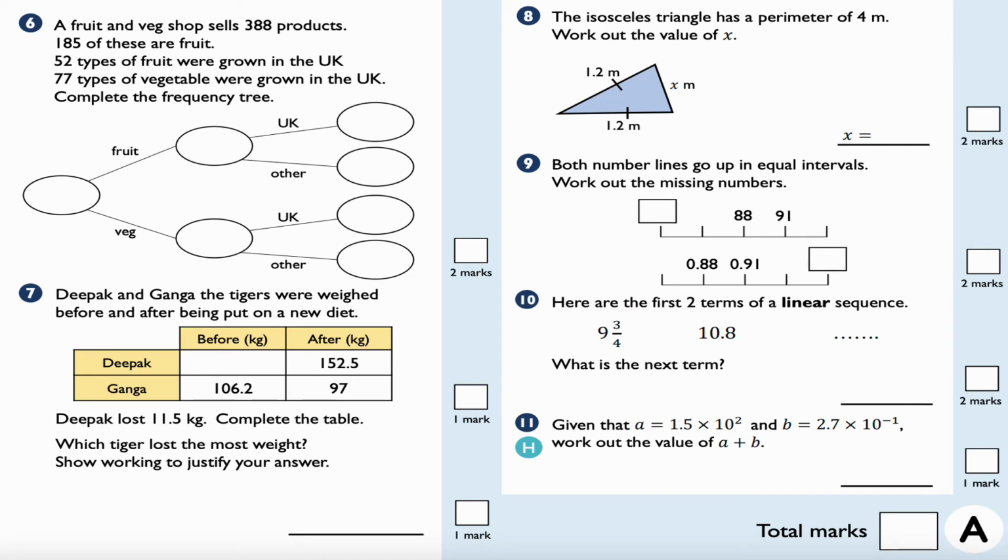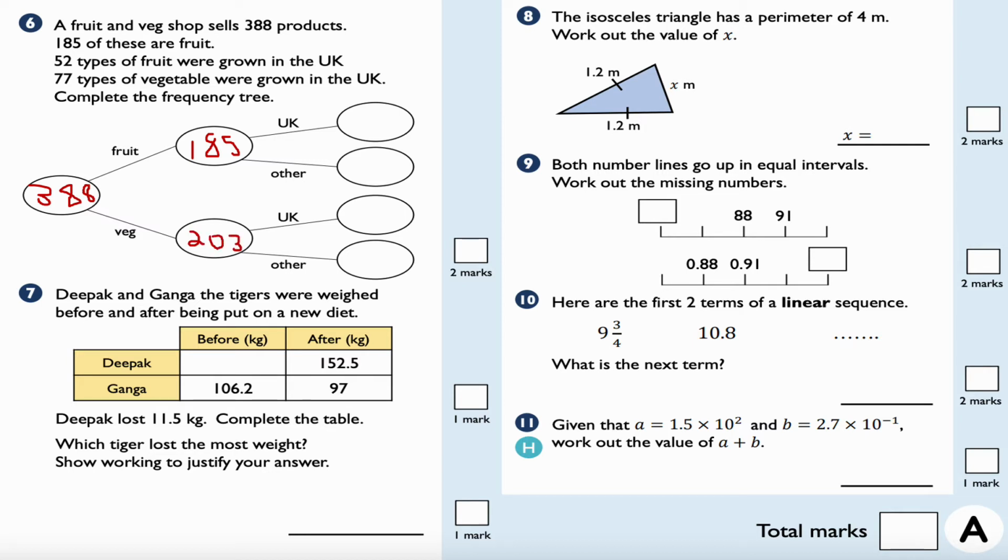This is question number 6, guys. A fruit and veg shop sells 388 products. So I can put 388 in there. 185 of them are fruit. So 185 are fruit. So straight away I can work out what this one is. 388 take away 185 is 203.